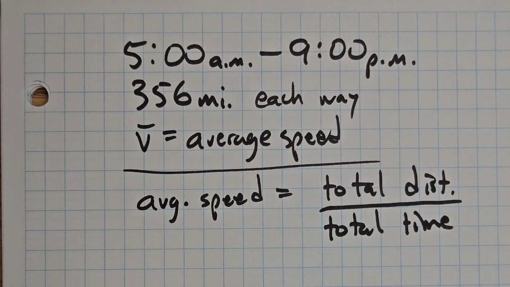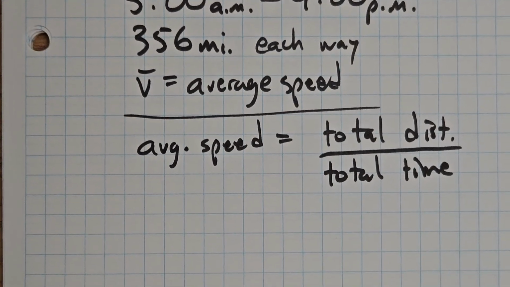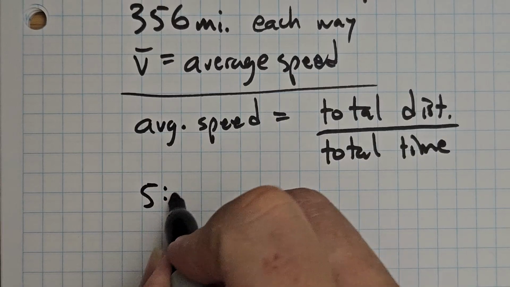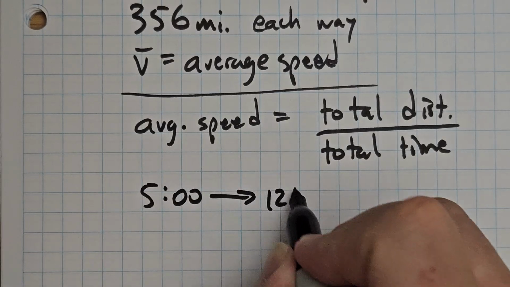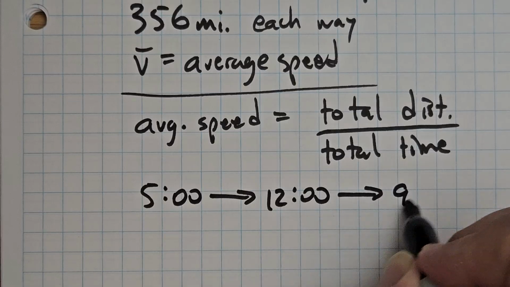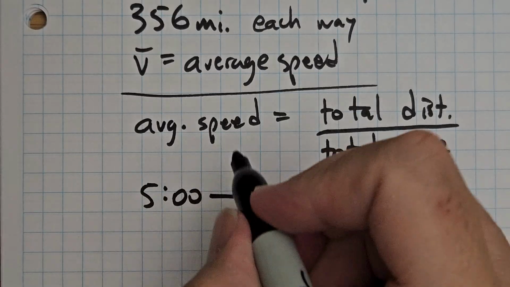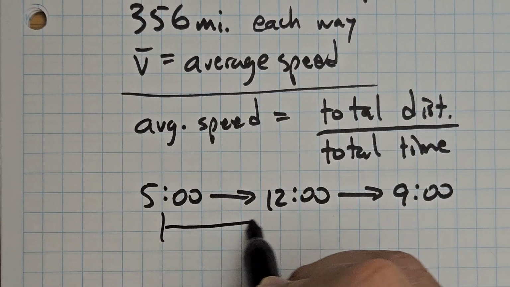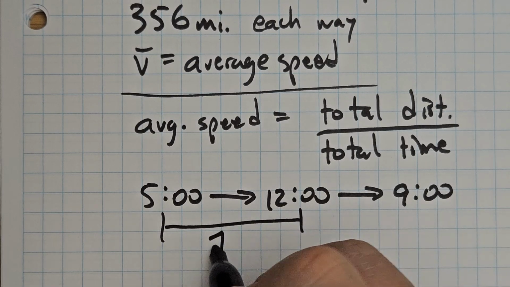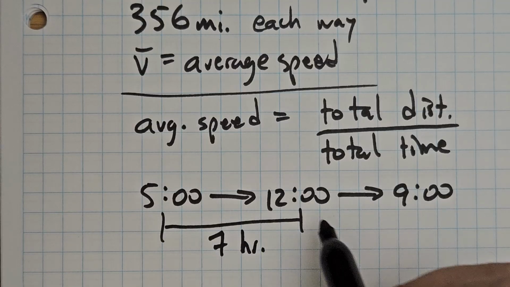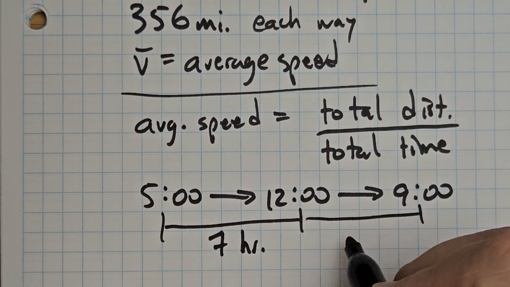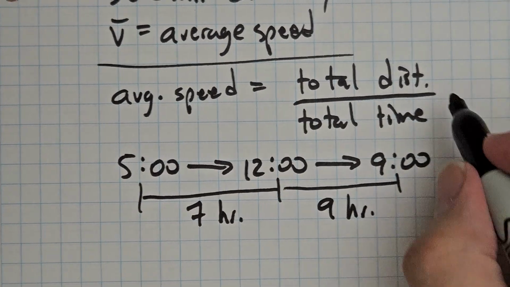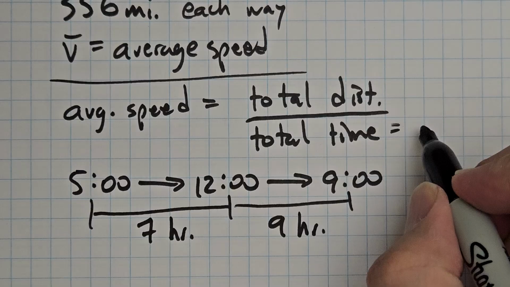So let's break up that time a little bit in a way that makes it easier for me to understand anyway. And what I'm going to do is I'm going to insert 12 o'clock noon. So here's my AM and my PM and 12 o'clock noon. And from 5 o'clock AM to 12 o'clock noon is 7 hours. And from 12 o'clock noon to 9 o'clock PM is 9 hours. And so my total time is 16 hours.